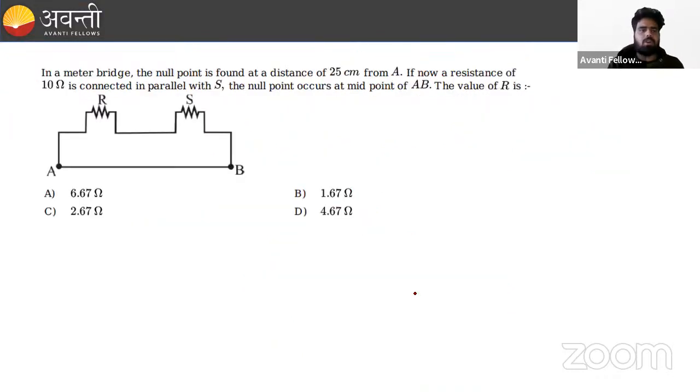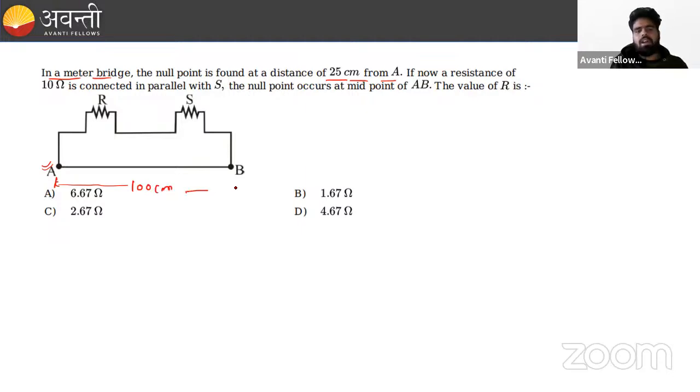Let's move to the next problem. Again, what is given in the next problem? This is a problem that comes from the meter bridge section. And in this problem, guys, what is given here? If we read the problem, the null point is found at 25 centimeters from A. This is point A, this is point E, and if this is a meter bridge, what is the total length? That is 100 centimeters.